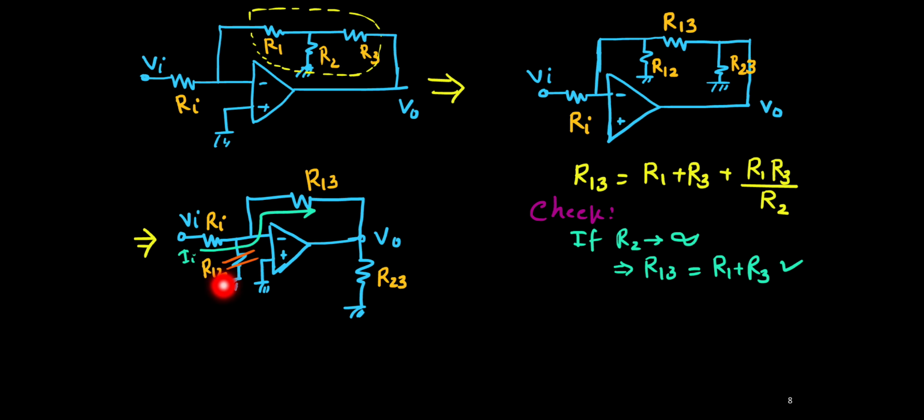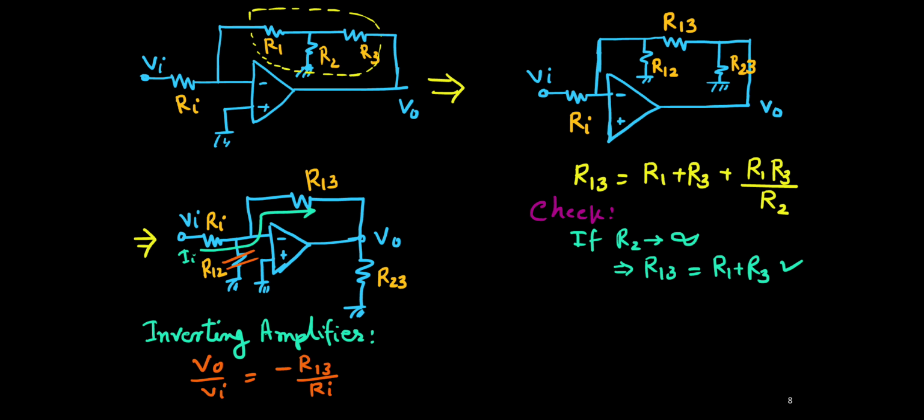And then after removing this R12, you will see this figure is simply an inverting amplifier with this resistance Ri, feedback resistance R13 and load resistance R23. Okay, same current is flowing through Ri and R13. So it is an inverting amplifier, and we know the gain. So V0 upon Vi, now we can simply write minus R13 upon Ri. And R13 already we have got. So that is R1 plus R3 plus R1 R3 upon R2.